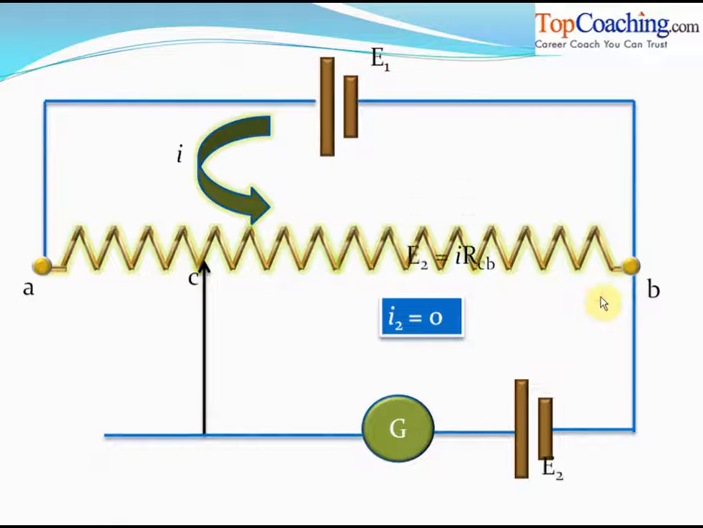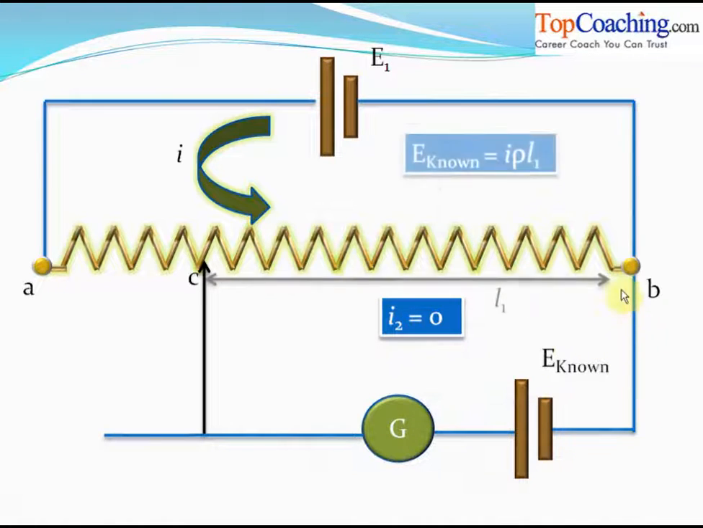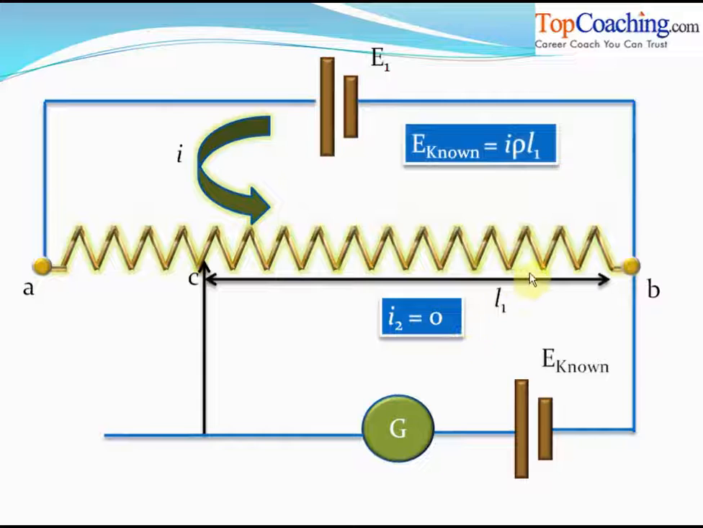That is because, in practical laboratories, what we do is we place a known battery instead of E2 here. When we place a known battery, we obtain the I2 equal to 0 point at a length L1. When we do that, just as we said that E2 is I into RCB, we say that E known, the EMF of the known battery, is I times RCB. And if we consider the resistance per unit length here to be rho, then it is equal to I times rho into L1, isn't it?